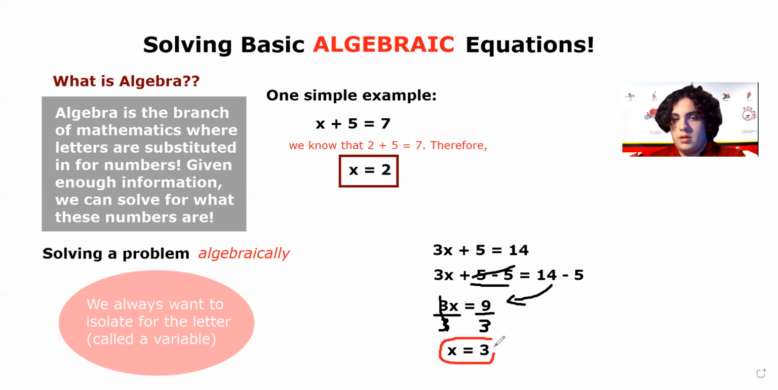x equals 3. Now let's see if this works. Let's go back to our original equation. If x is equal to 3, then it should tell us that 3 times 3 plus 5 is equal to 14. Well, 3 times 3 is equal to 9, and 9 plus 5 is equal to 14. Therefore, we know that we are correct.